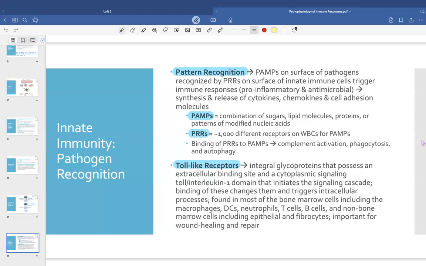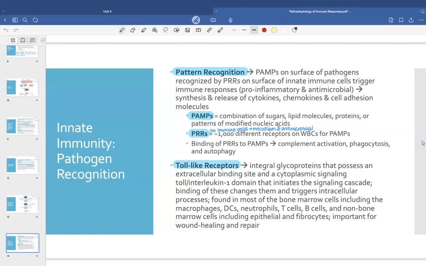Okay, and so your PRRs are your pathogen recognition receptors. There's over 1,000 different ones on your white cells. And so when you get that binding, it can result in complement activation, phagocytosis, and even autophagy, where they eat them.